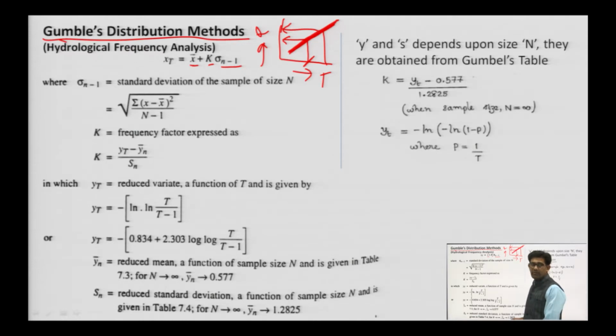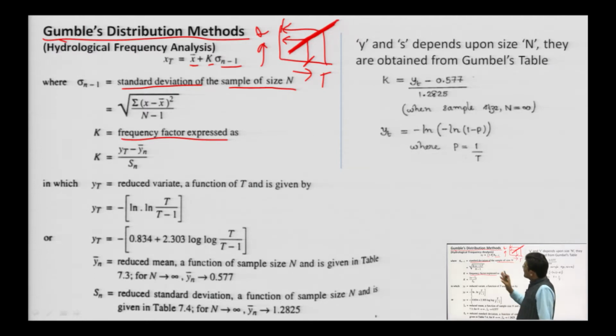It is the general equation. It means the mean data plus sigma n minus 1, which is the standard deviation of sample size n, of the total n data. We find the standard deviation, multiply it by the frequency factor, and when this is added to the mean, we get the value.